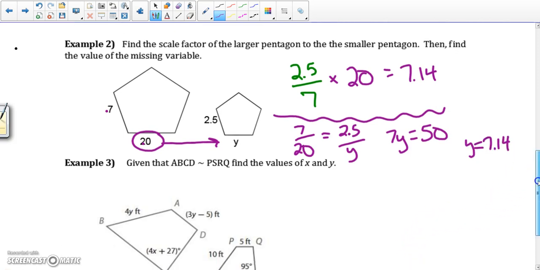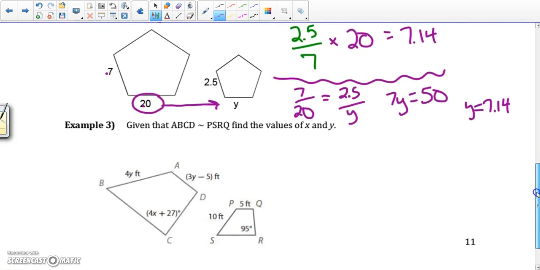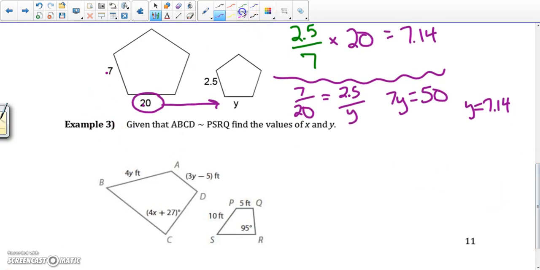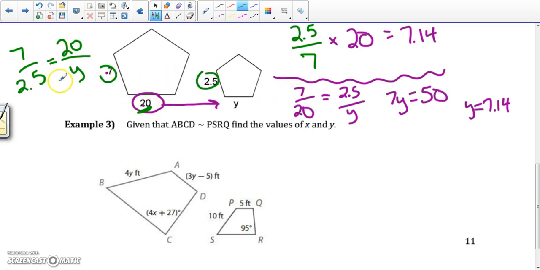Alright, so those proportions we set up, they can be set up in any way as long as it's a consistent relationship. Another way I could have written this one is, let's say I say 7 is to 2.5. So 7 is to 2.5 as, and I want you to think for a second, what would have to go on the other side here? So the big side over the small side equals the big base over the small base. So you'd get the same answers you would over here, just setting up in a different proportion. Okay?